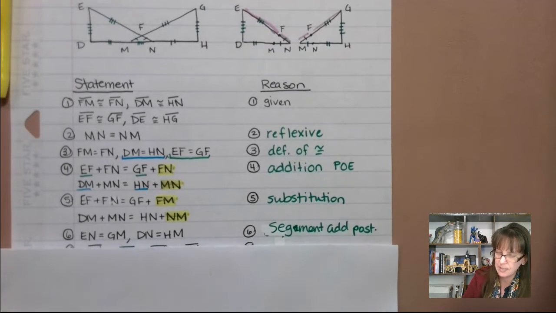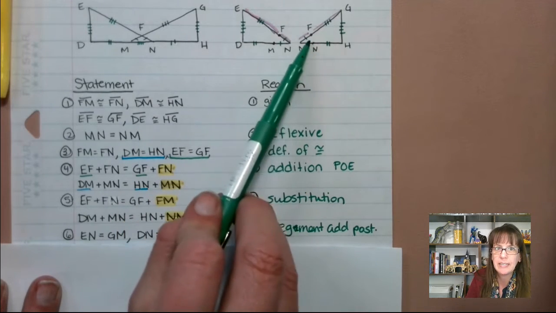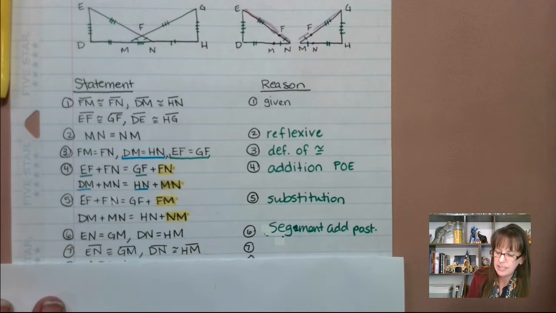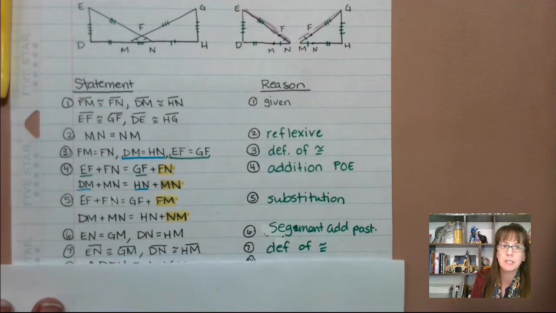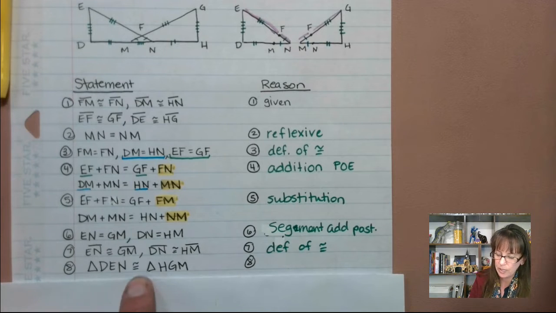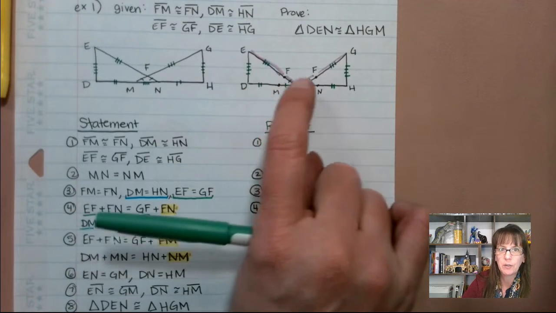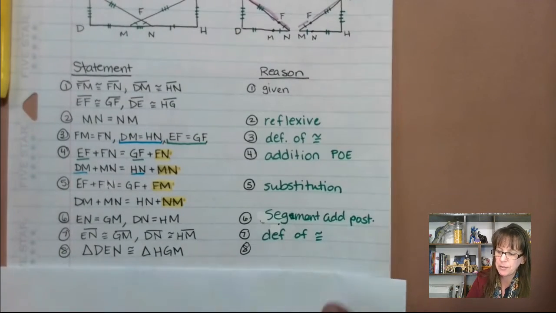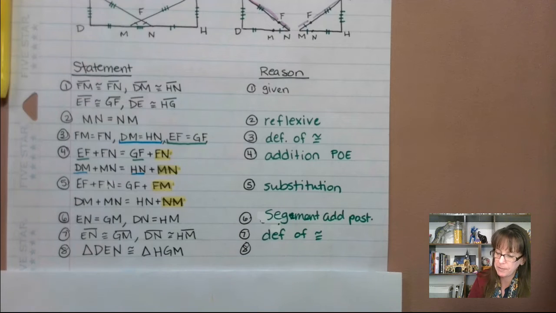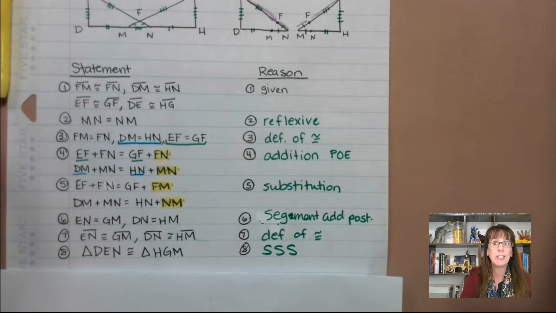Okay, so the next thing we've got to do is, now we know that these guys are congruent right here. We know they were equals, and now we know they're congruent. This will be our definition of congruence. Now I can declare that these triangles are congruent, because we already know that this and this are congruent and these long ones are congruent. So all we have to say is DEN is congruent to HGM, for side, side, side. Okay, let's take a look at another one.